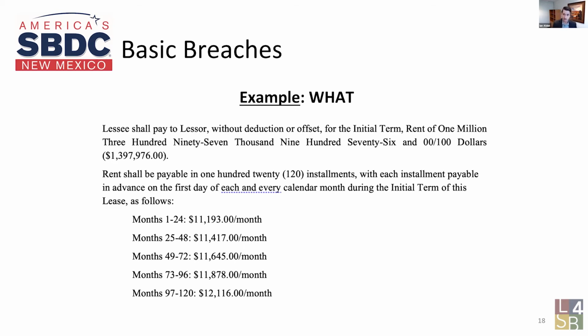So you want to review it and make sure that the what lines up with your expectations. For example, you want to make sure that what's getting paid is properly spelled out and how and when it's getting paid is spelled out. You see here, rent is due in 120 installments, each payable in advance on the first day of the calendar month. It spells out what the rent is for the different months. I mean, it does what it needs to.